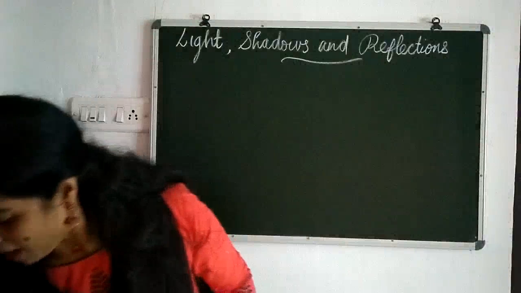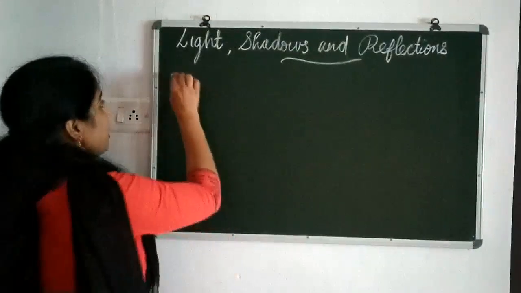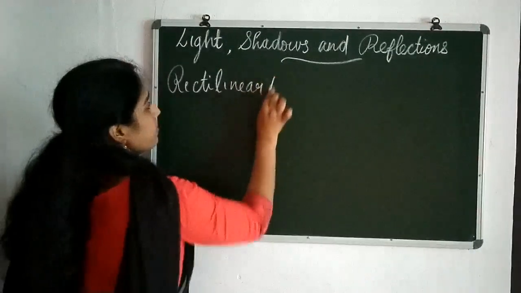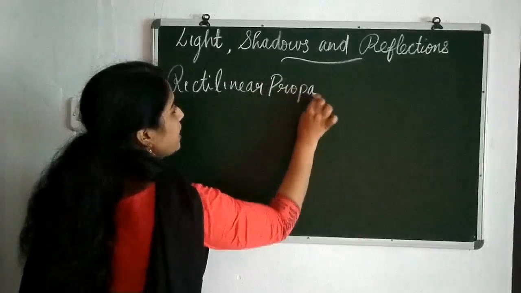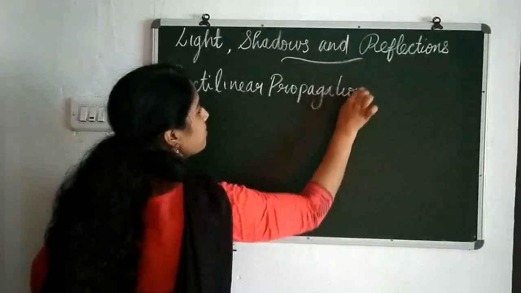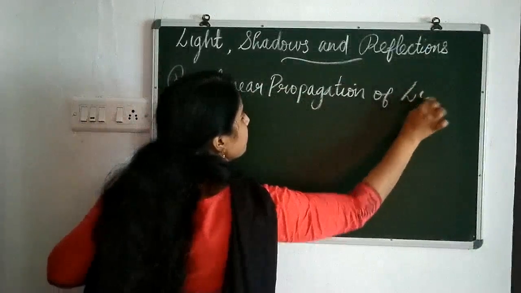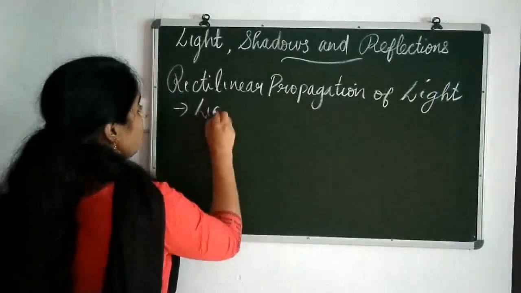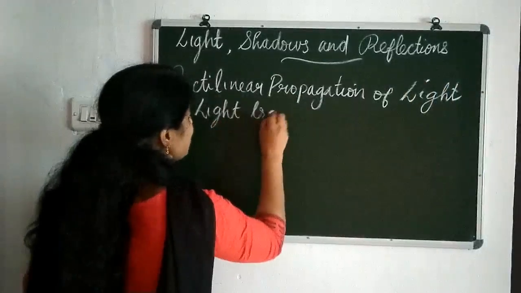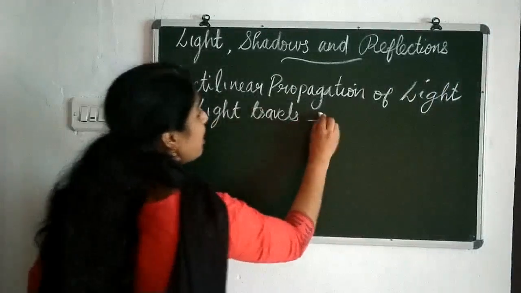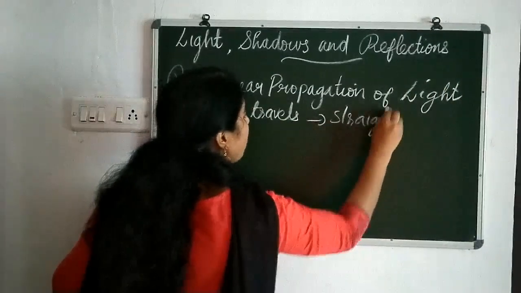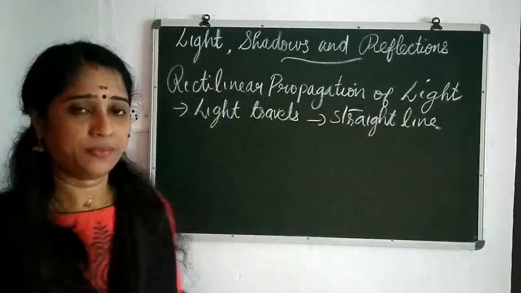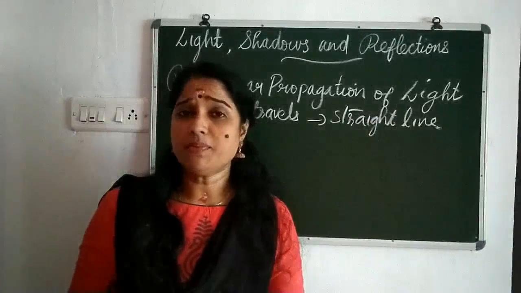So from this you can understand light is always traveling in a straight line. And this property of light is known as rectilinear propagation of light. What is that? Rectilinear propagation of light. Light always travels in a straight line. This property of light, it is called what? Rectilinear propagation of light. Do you remember the term rectilinear?